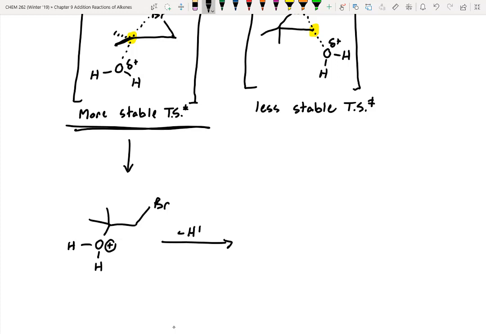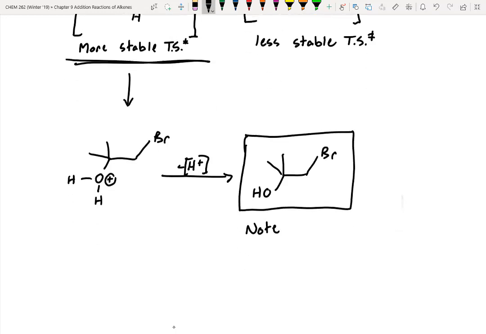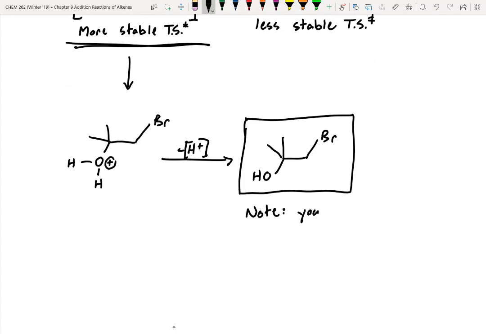And we're going to lose this proton off of water. And our alcohol is going to be installed off of the more substituted carbon. So let's make a note of this. Does that make sense? So essentially the alcohol is getting installed at that Markovnikov site. The bromine is going to be off your anti-Markovnikov site.